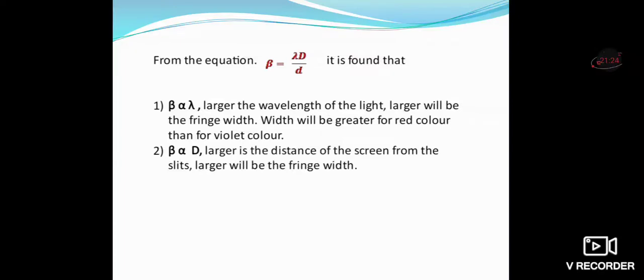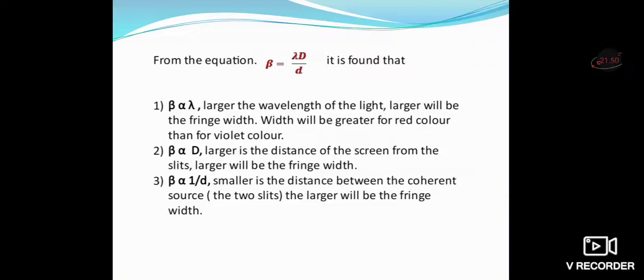The second one, beta is directly proportional to capital D. Capital D is nothing but the distance between the slit and the screen. So, the larger the distance of the screen from the slit, the larger the fringe width, because it is directly proportional. If it is larger, beta is also larger. If it is smaller, beta is also smaller. And the third one is beta is inversely proportional to small d, which is the distance between the two slits. The smaller the distance between the two coherent sources or the two slits, the larger the fringe width.